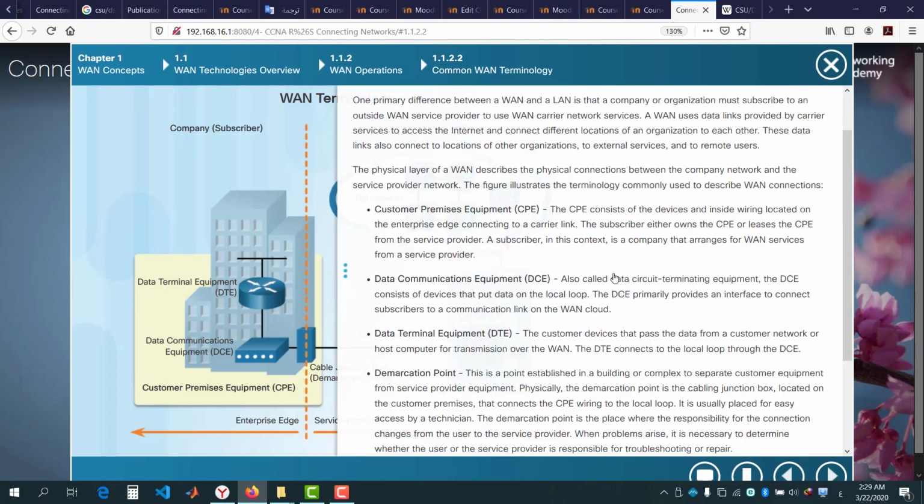So now we will discuss each concept one by one. The first one, which is called customer premises equipment, which means all the equipment owned by the company or your company. Okay, the CPE consists of the devices, inside wiring, and cables in the enterprise edge in this building to connect to the carrier link. The subscriber either owns the CPE or leases the CPE from the service provider. A subscriber, in this context, is the company that arranges one service from the service provider.